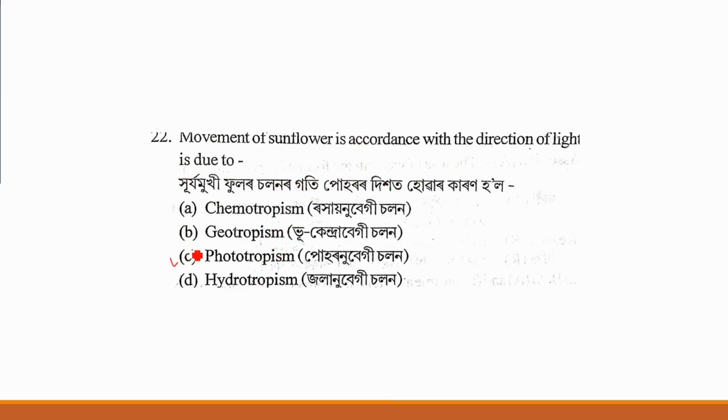phototropism. Okay, the movement of a sunflower in accordance with the direction of light is due to phototropism. Phototropism is a plant's response to light and it allows plants to grow towards or away from a light source. This movement is beneficial to plants because it helps them maximize the photosynthetic capability. So our answer will be phototropism. Alright, we'll proceed with the next question.